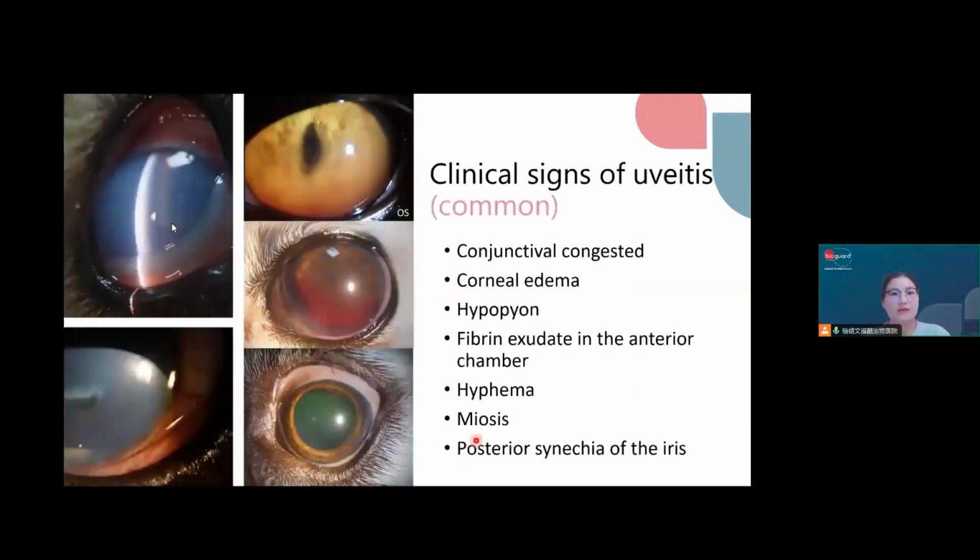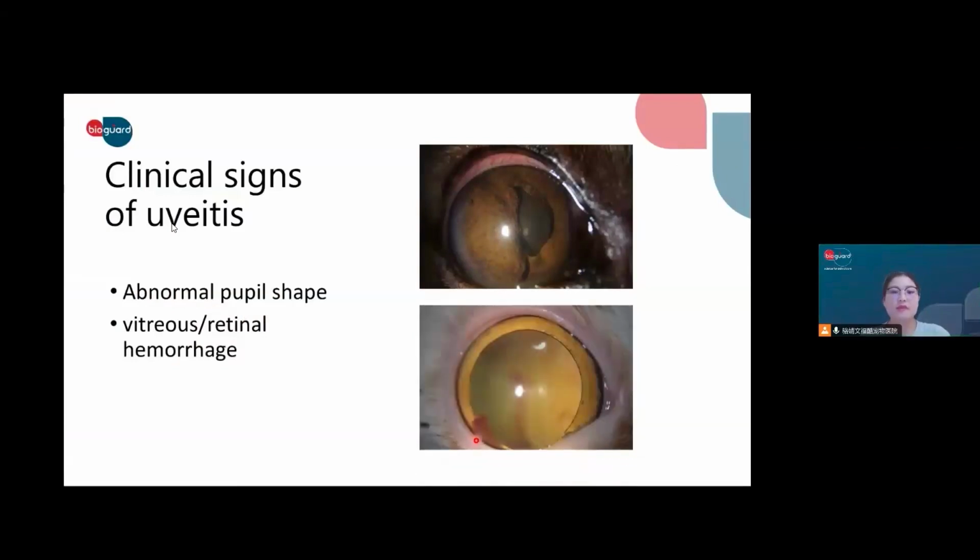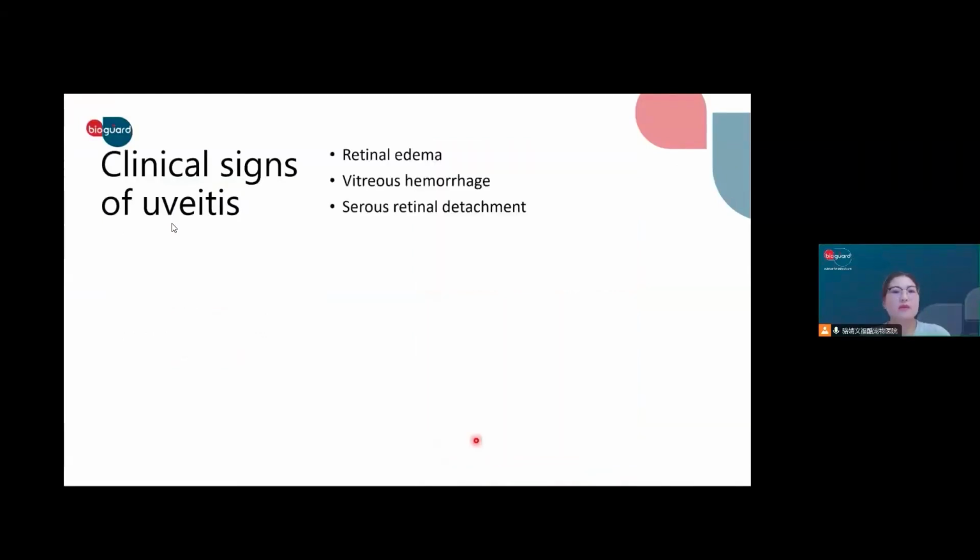Let's go back to the last slide. We can directly observe these symptoms. However, sometimes the symptoms occur in the posterior segment of the eye. We cannot observe it directly. Then how could we observe that? We need to use a fundoscope, or we need to do the fundus examination.